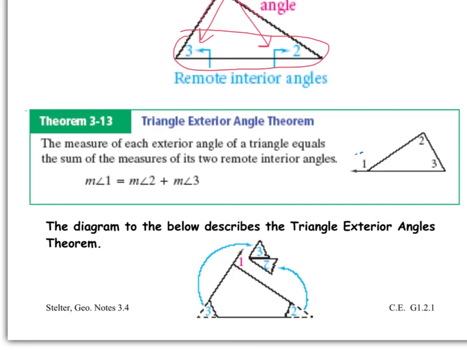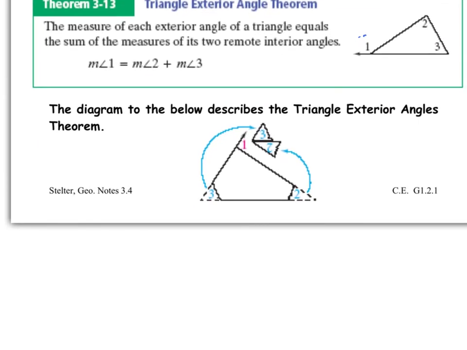Here's just a picture that demonstrates this theorem. If you took a triangle and extended and made the adjacent or the exterior angle and tore these corners off your paper triangle, you could put them side by side and they would fit perfectly right in that 1. So that's where they get angle 1 is equal to 3 plus 2.